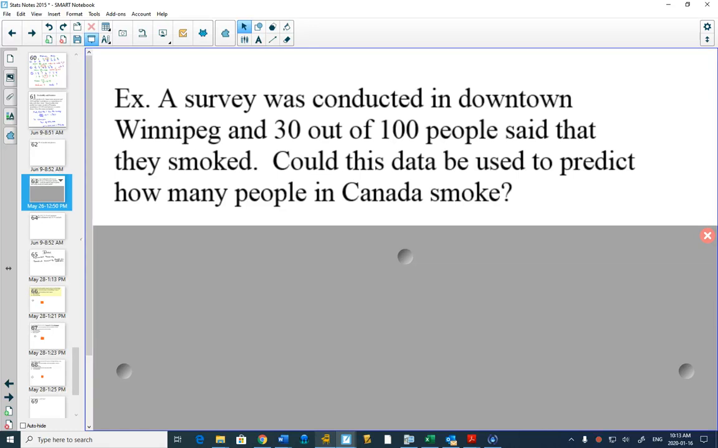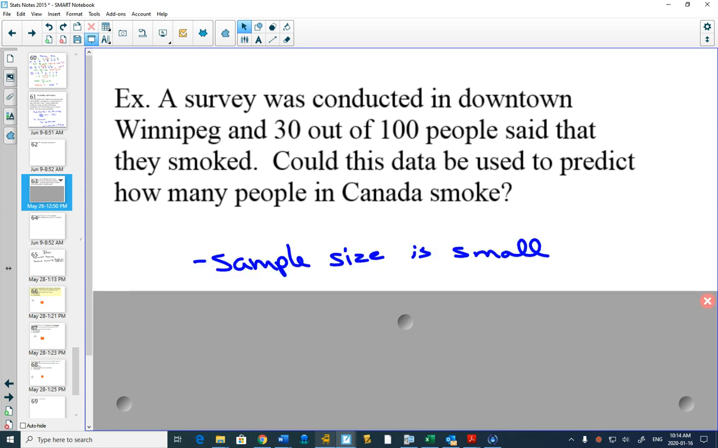You might think maybe more people downtown smoke than other areas. Perhaps. I'm not sure. The sample is also pretty small, only looking at 100 people. The smaller your sample is, the less likely it is to show a bigger picture. A bigger sample that you do could be better. So we have some issues in here. We talked about the sample size being small. That might throw things off for predictions.